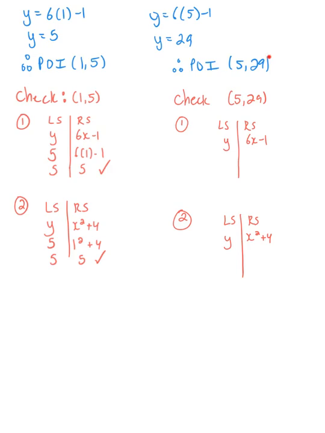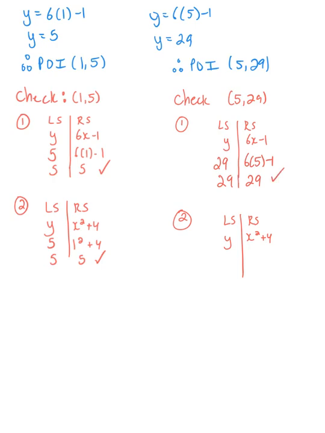Next, I'm going to take my second solution and do the exact same thing. I'm going to substitute it into my linear function and my quadratic function to make sure that the left side equals the right side. So here my left side is y, so here y is 29. My right side, 6 times 5 take away 1, which is 29. So my left side equals my right side.